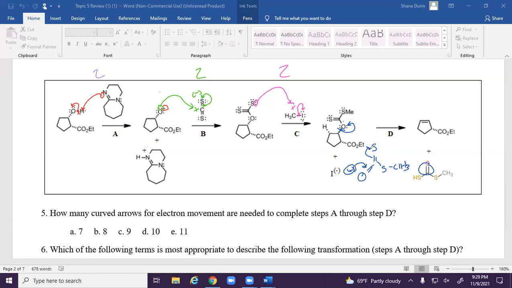You're wrong. I don't like when he's wrong. This will make that sulfur negative. Right? That then will pull that hydrogen away. Because that hydrogen will break the bond here and go there. So 1, 2, 3, 4, 5. I made 5 arrows. Just on that last step.